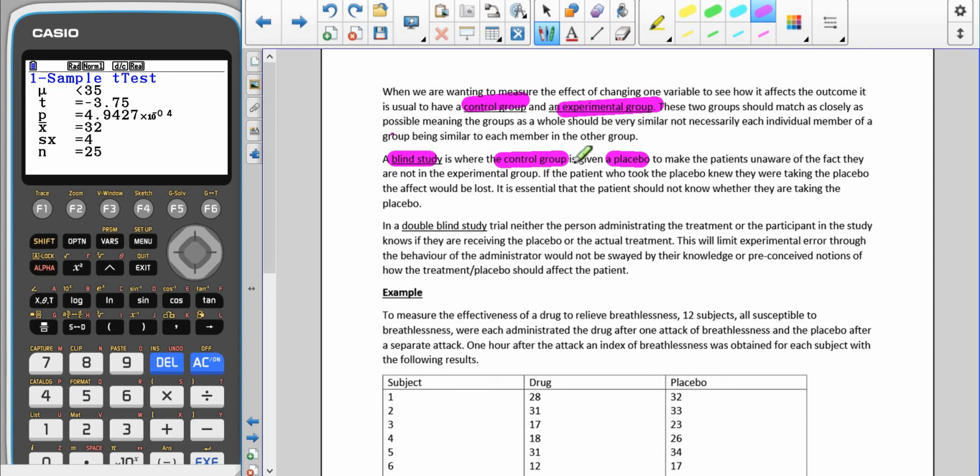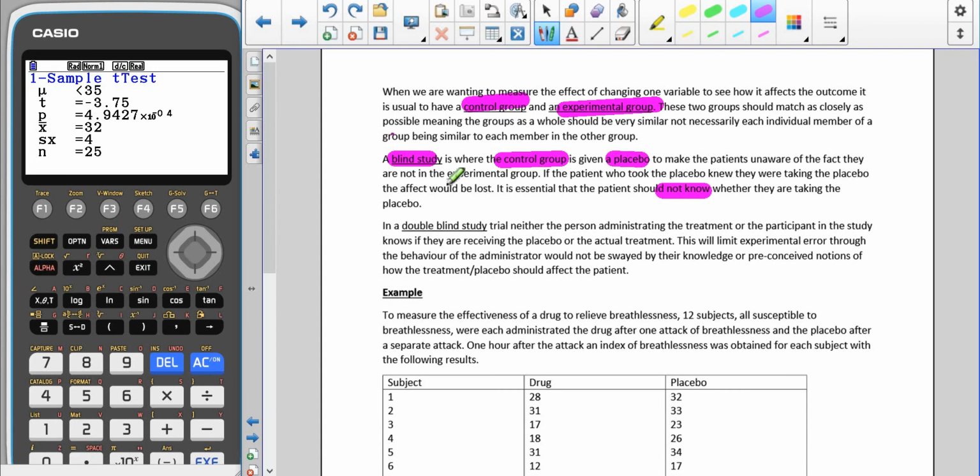And the reason why they do this is because if the patient who took the placebo knew that they were taking the placebo, then they would know that they would not be getting, for instance, the drug that they needed. And it's essential that the participant does not know that they are taking a placebo, because part of why we're doing this is to eliminate the psychological effect of thinking that you are improving, when in reality it's just that you are thinking that you're improving and therefore you are improving.